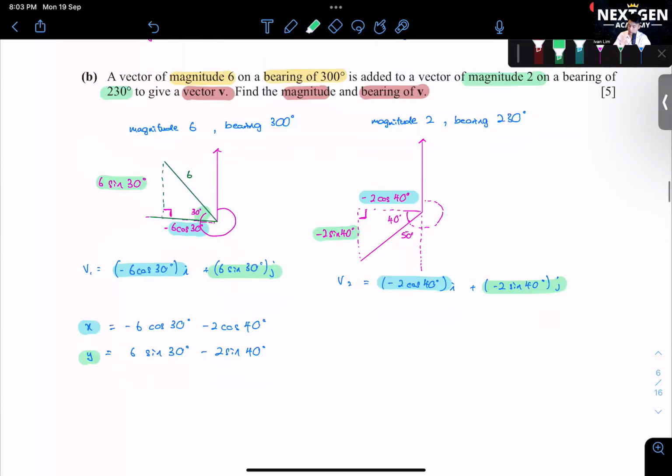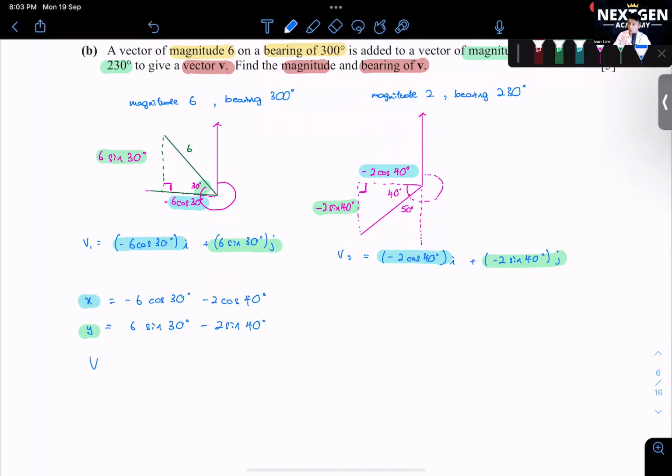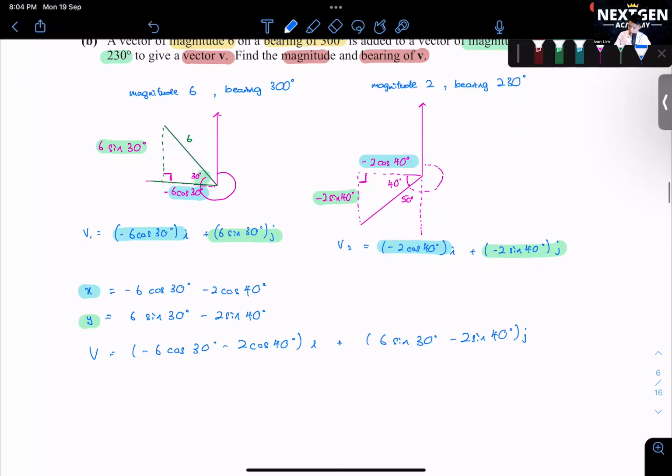Okay, so I'm adding up the resultant vector. The resultant vector will be negative 6 cos 30 degrees minus 2 cos 40 degrees i, plus 6 sine 30 degrees minus 2 sine 40 degrees j. Okay, now how do we find the magnitude?